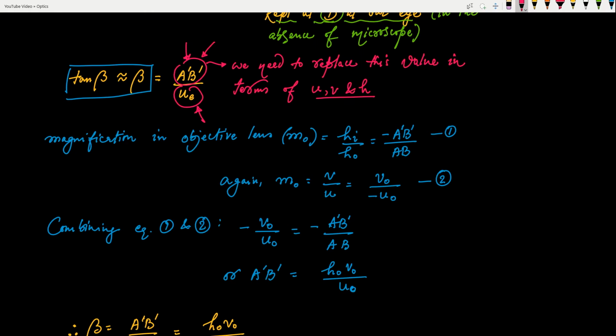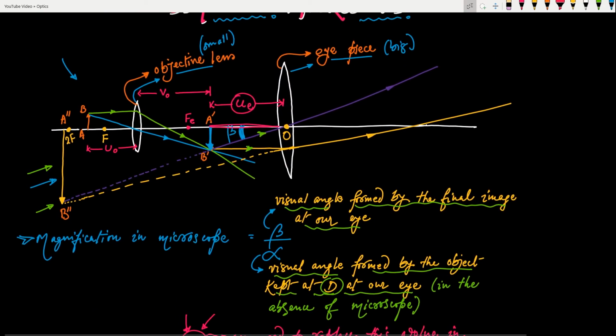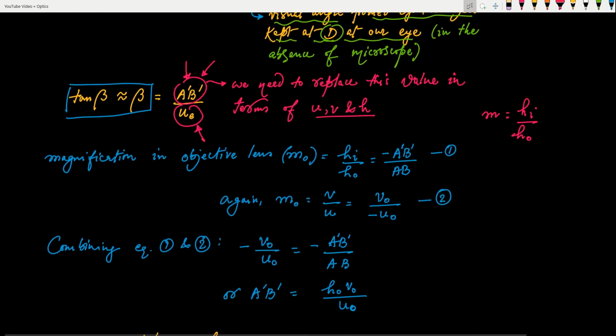Now magnification in objective lens, we know that in lenses, magnification is given by height of image by height of object, isn't it? Now if you look carefully into the diagram, let's go back. The height of the image by height of the object. Now height of the image is A dash B dash for objective, and AB is the height of the object, isn't it? So A dash B dash by AB.